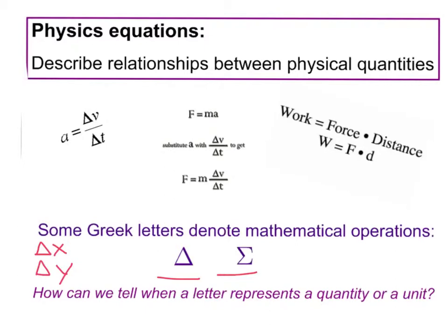Sigma, capital sigma, is a Greek letter, and it represents the sum of whatever is going to follow. And we'll use that also in physics equations sometimes.